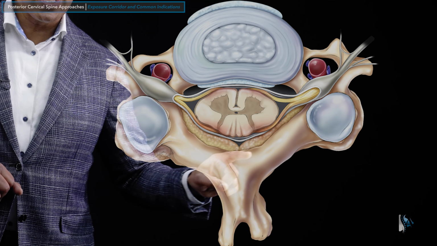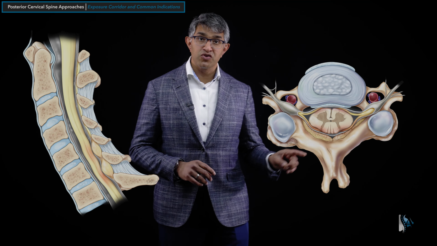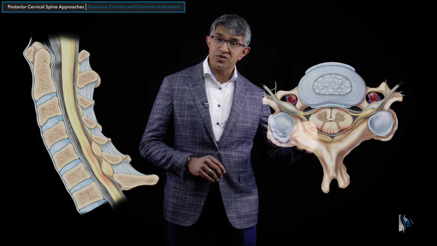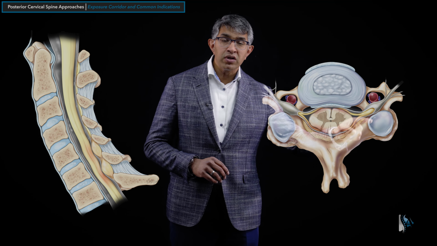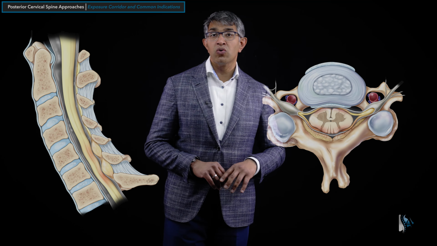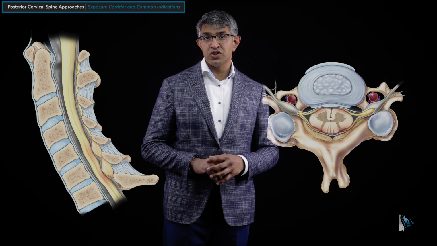So again, this is what an axial slice might look like for this pathology through one of those levels. And you can see when you go in from the back and expose this, you could remove the lamina with something called a laminectomy, remove the ligamentum flavum, but really get at the pathology that's causing pressure on the spinal cord and the spinal nerves. And that's because you're approaching it from the same side as where that pathology is.